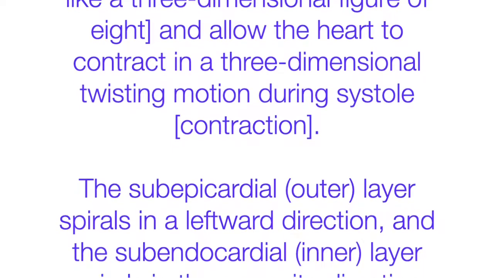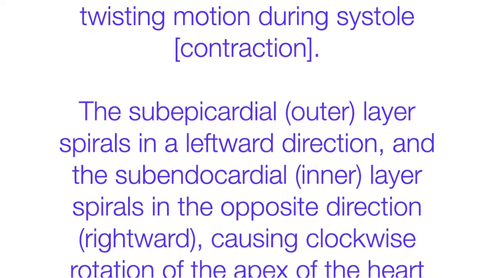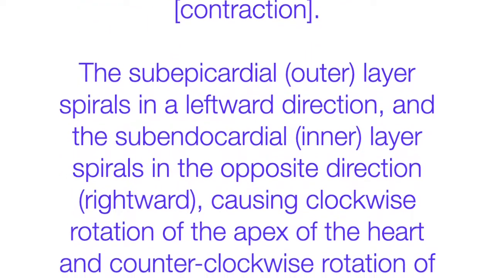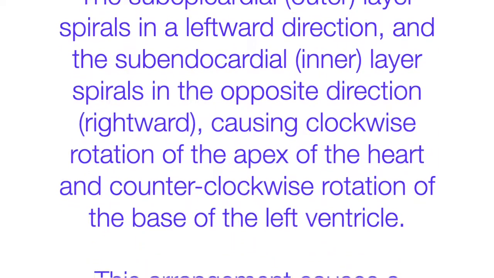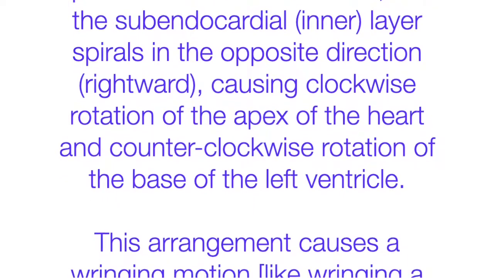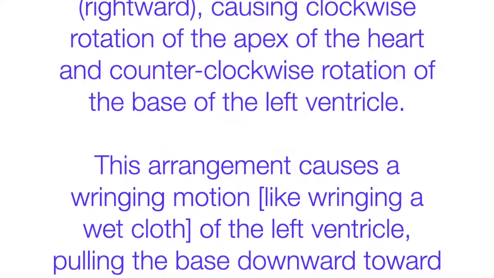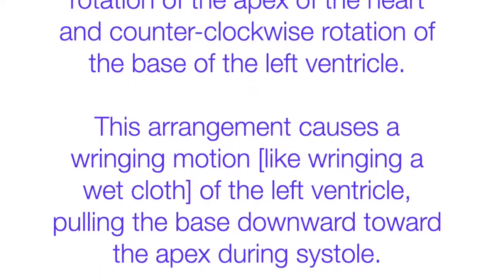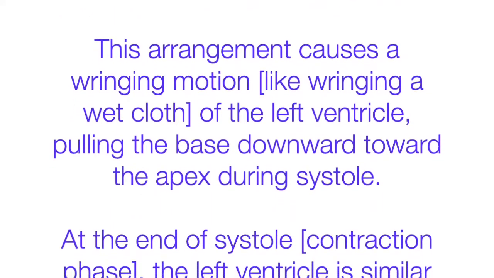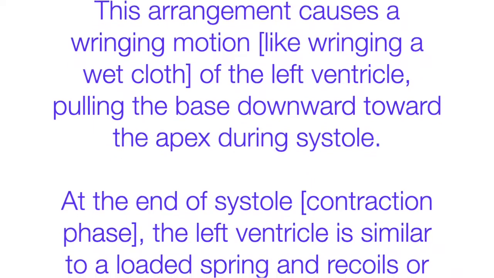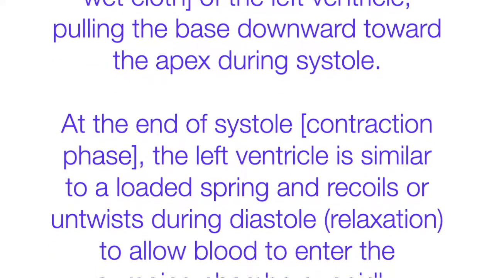The subepicardial outer layer spirals in a leftward direction, and the subendocardial, that is the inner layer, spirals in the opposite direction, that is rightward, causing clockwise rotation of the apex of the heart and counterclockwise rotation of the base of the left ventricle. This arrangement causes a wringing motion, like wringing a piece of wet cloth, of the left ventricle, pulling the base downward toward the apex during systole.